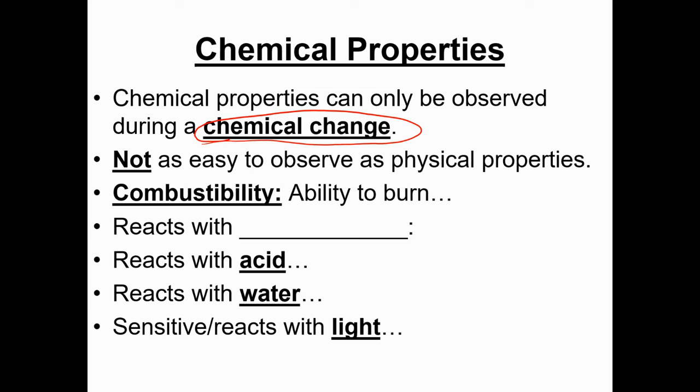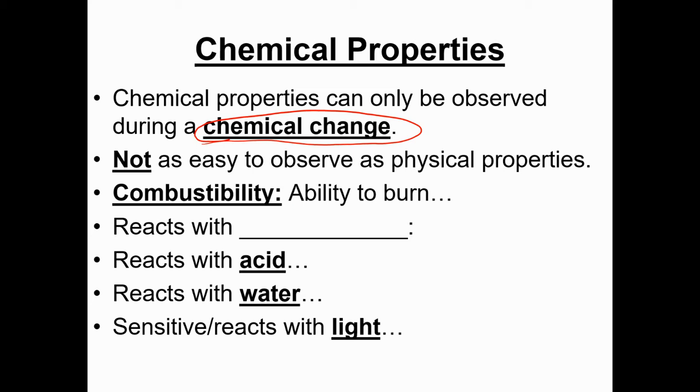Physical properties, again, can be something as simple as that piece of paper is yellow. The carrot is orange. The ring is lustrous. Those are very easy to observe. You don't have to change anything about the substance. When it comes to chemical properties, you do need to change the substance to find out that it has that chemical property. One example of a chemical property is combustibility. It just means your ability to burn.